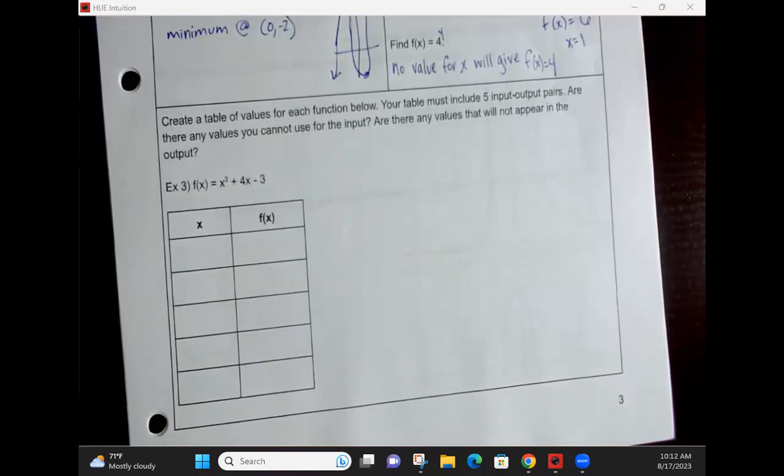When selecting x values, I want you to remember that nowhere in your directions does it say each value, or consecutive, I should say. You don't have to select consecutive values. So if you are making a table and 3 is going to be a really messy value to plug in, it's not going to give you a nice output, you can skip over 3. Or if you have maybe a couple of values that are going to give you not so nice outputs, it's okay to skip them and be selective with your input values. That maybe doesn't matter so much for this one, but for some of your other functions, you might want to be a little more selective.